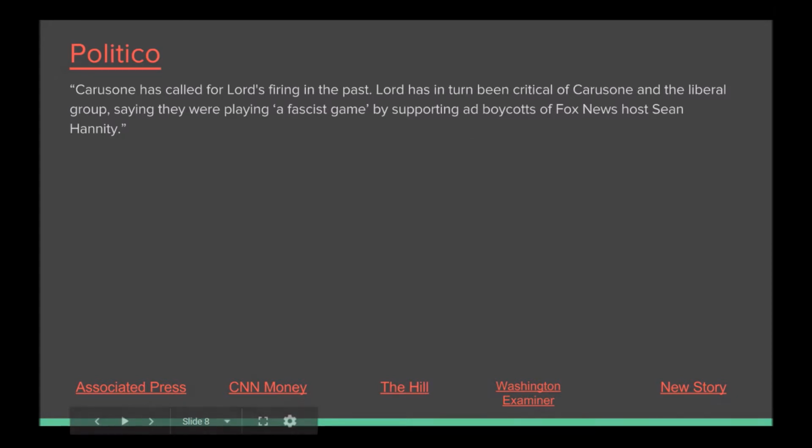So let's look at Politico. Here they don't have much. They say that the Media Matters president, Angelo Carusone, called for Lord's firing in the past. Lord has in turn been critical of Carusone and the liberal group, and again mentions that they were playing a fascist game because they wanted Sean Hannity fired.